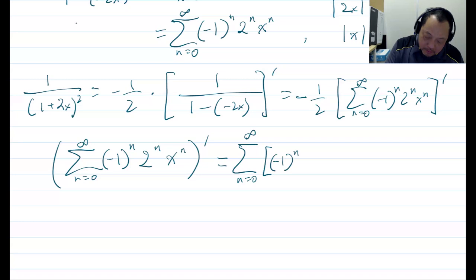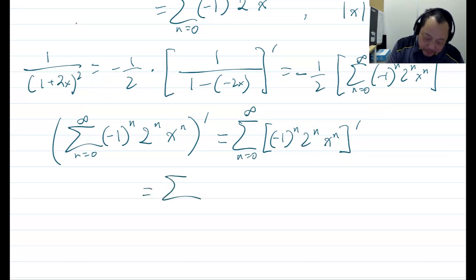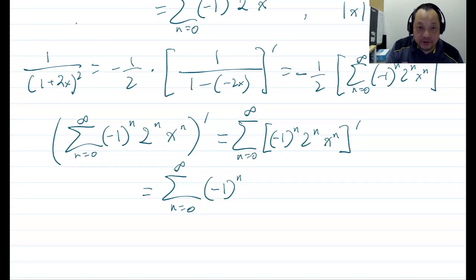And what about this derivative? That doesn't have an x, so it's a constant. I can factor it out. That doesn't have an x, so it's also a constant. I can factor it out. The only derivative is here. Negative 1 to the nth is a constant, factor out. 2 to the nth is a constant, factor out. And then the derivative of x to the nth is n times x to the n minus first.